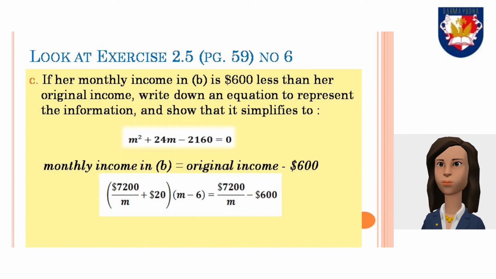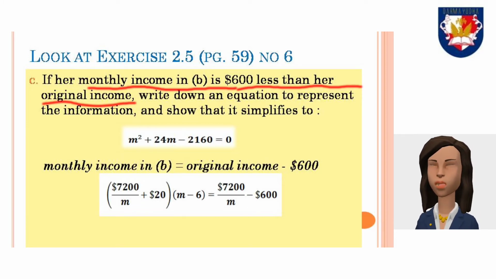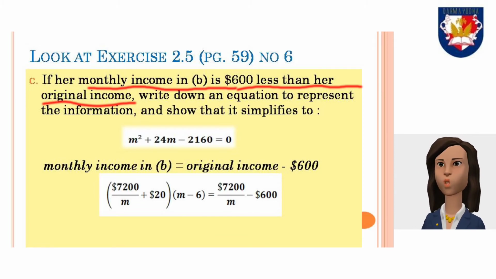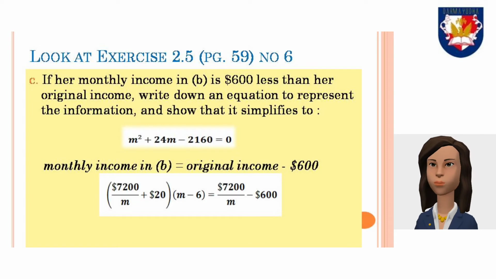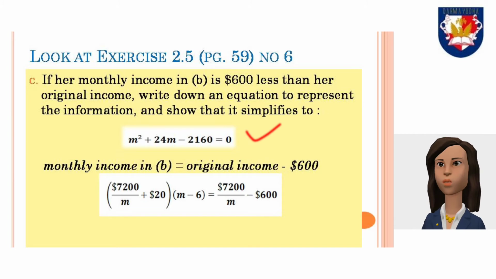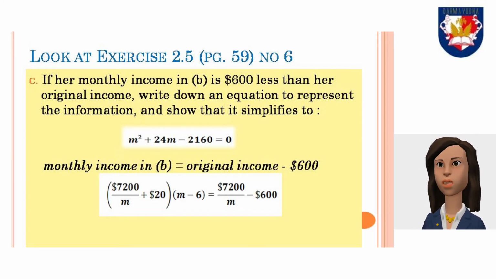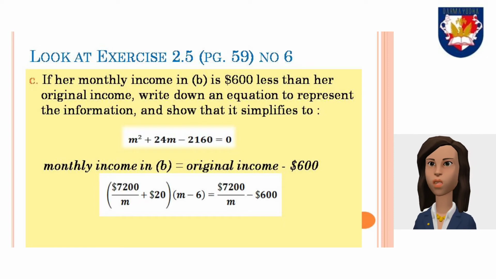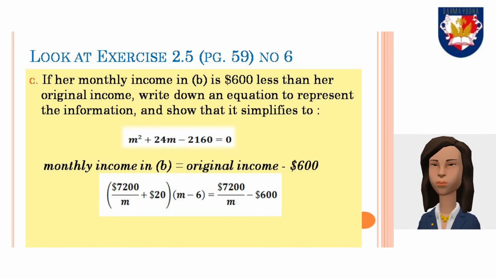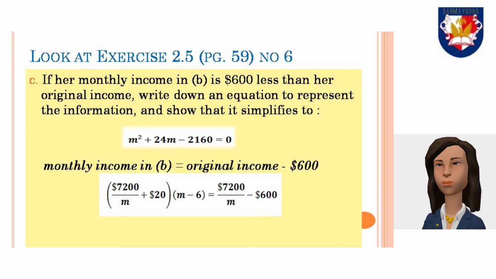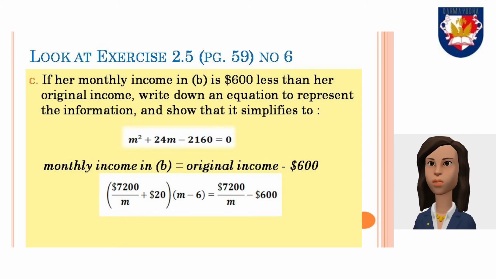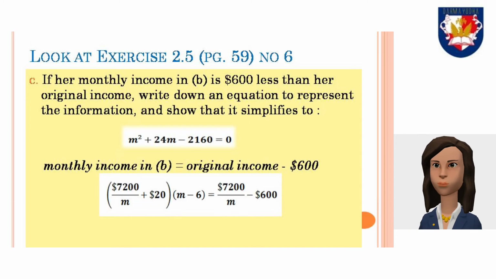Next, if her new monthly income is 600 less than her original income, write down an equation to represent the information and show that it simplifies to M squared plus 24M minus 2,160 equal to 0. So it means the new monthly income equals the original income subtracted by $600. Just substitute the new monthly income and the original income.